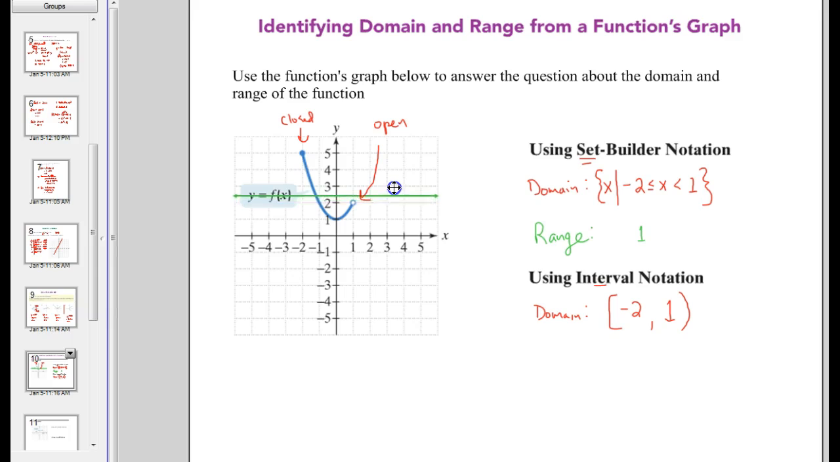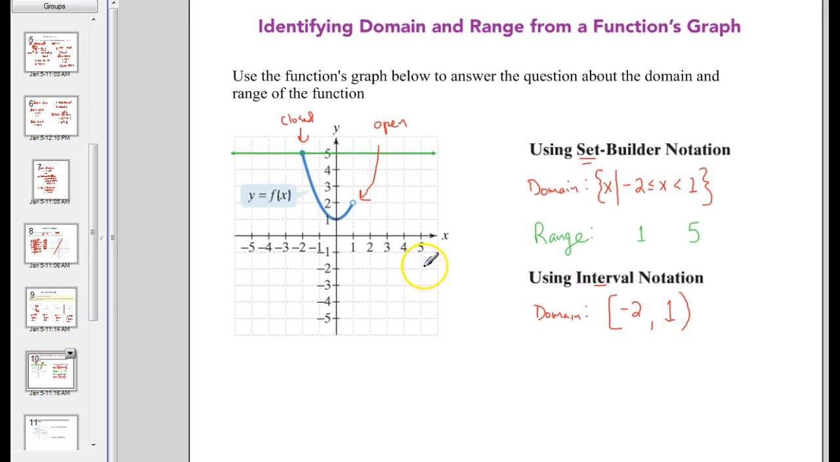Right? We're still hitting graph. If I keep moving up, I'm still hitting the graph on the left, still hitting the graph on the left, and finally I stop hitting the graph at 5. If I go any higher than this, I'm no longer hitting any graph. So we have a closed dot when y is 5. So we're going to say we stop at 5.